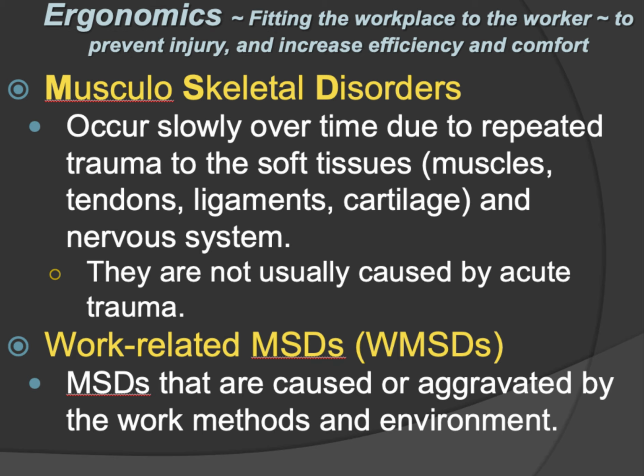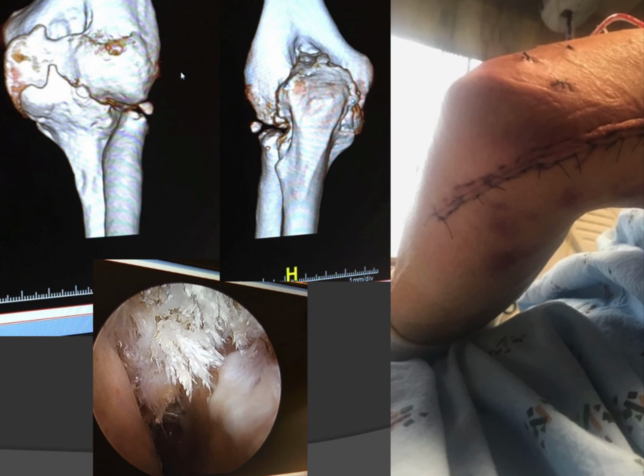Work-related musculoskeletal disorders are musculoskeletal disorders that are caused or aggravated by the work method. And depending on the state that you live in, this can be defined somewhat differently. For example, in the state of Montana, we call them cumulative trauma disorders instead of work-related musculoskeletal disorders. Here the term WMSDs is used because that's the term that OSHA uses and it's consistent in the literature.